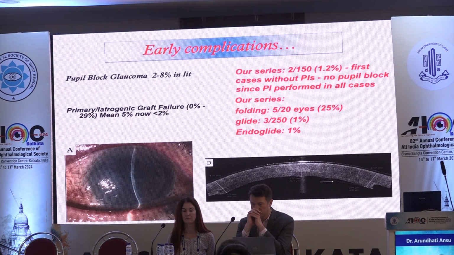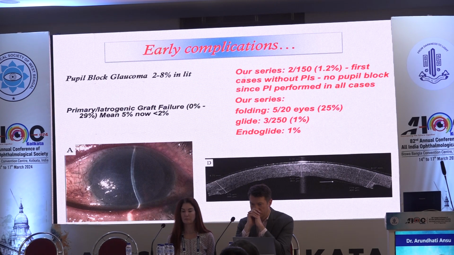Of course, you have to keep in mind that with venting incisions, there is always a risk of epithelial ingrowth and infections at the site of the venting incisions. Pupil block glaucoma is again variably reported in the literature. We have very low rates of pupil block because we tend to do a PI for all our cases. And I think the world over, a lot of surgeons have now started doing PI, resulting in a lower risk of pupil block post-DSAEK surgery.